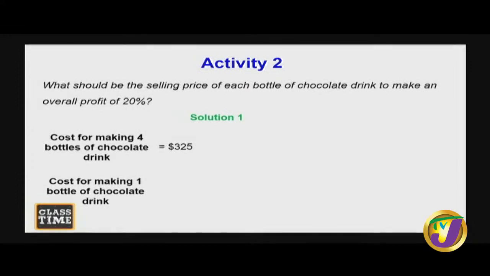I think you said it earlier. So we could now divide by 4, and we find out that the cost for making 1 bottle of chocolate drink is actually $81.25. Not bad at all.